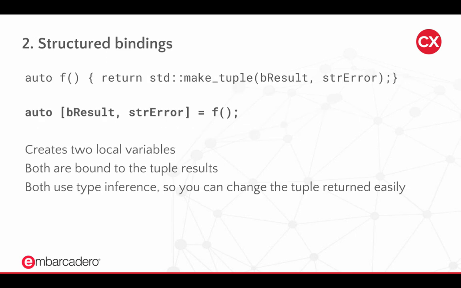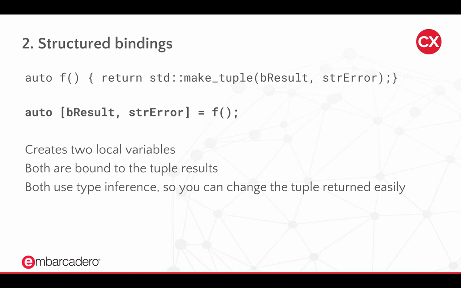This is the same 3 lines of code written using structured bindings. The key bit is in bold, where it says auto, and then in square brackets bResult strError equals f. This is a beautiful line of code. What it does is it creates 2 local variables, exactly as though you had declared them yourself. Both are bound to the tuple results, simply in order. bResult is the first item in the tuple. strError is the second item in the tuple.